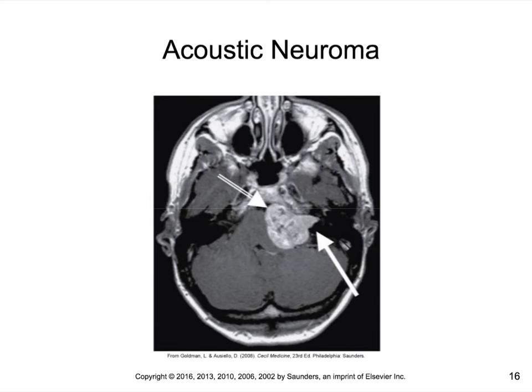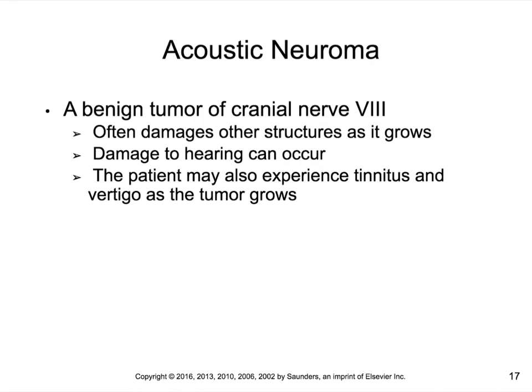This is a picture. You can see the arrows pointing at what is known as an acoustic neuroma, which is a benign tumor of cranial nerve 8. It often damages other structures as it grows. Depending on the exact size and location of the tumor, damage to hearing, facial movements, and sensation can also occur. The patient can often experience tinnitus and vertigo as the tumor grows, as it presses on other areas in the brain. It can cause multiple different deficits in the patient.